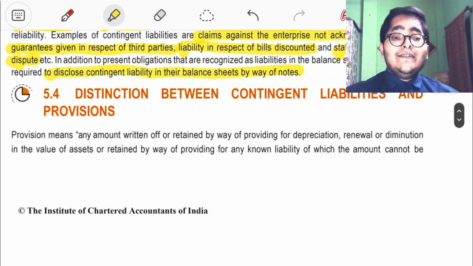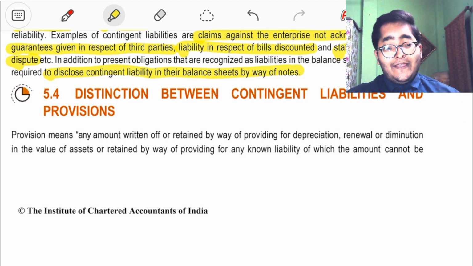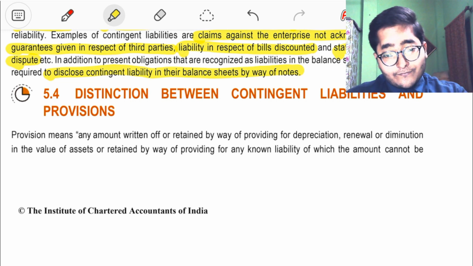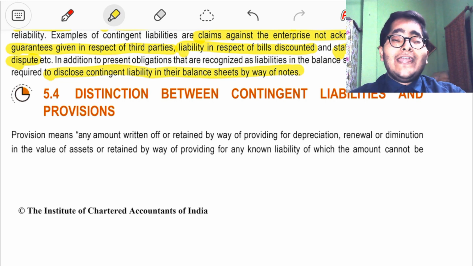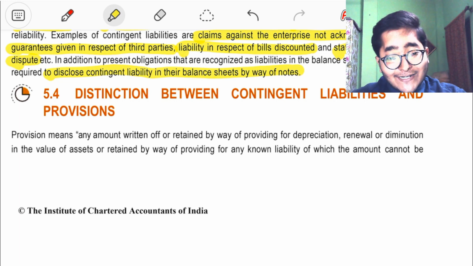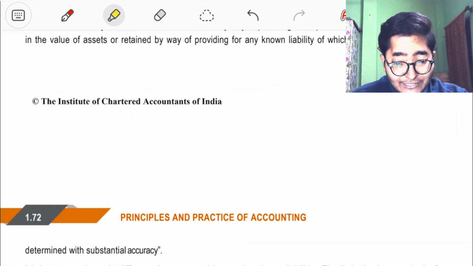Our next topic, distinction between contingent liabilities and provisions. Contingent liability में और provisions में क्या difference होता है? Provision means any amount written off or retained by way of providing for depreciation, renewal or diminution in the value of assets, or retained by way of providing for any known liability of which the amount cannot be determined with substantial accuracy.